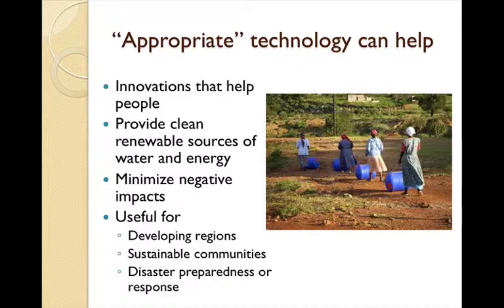We have other examples of using clean and renewable energy sources, and the point is to minimize negative impacts, and these might be useful for developing regions that don't have the infrastructure. Some of these renewable energy sources might be employed in sustainable communities, and we're also seeing a lot of interest in these sustainable, low-impact, localized technologies for disaster preparedness or the response to disasters. So that's a quick overview of what we're trying to do with this term, and what you're going to do is go through the rest of the unit.